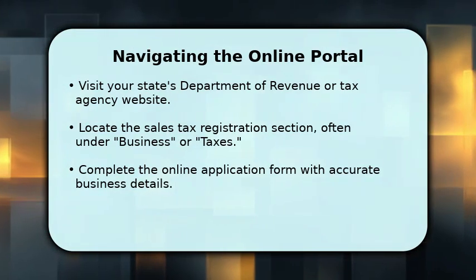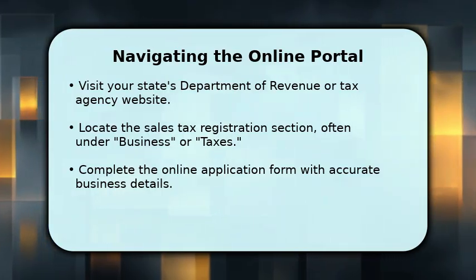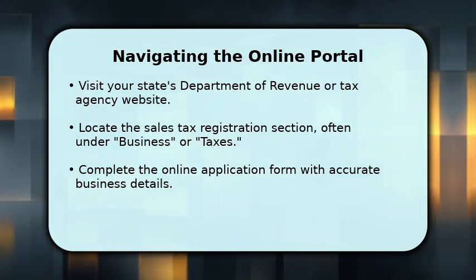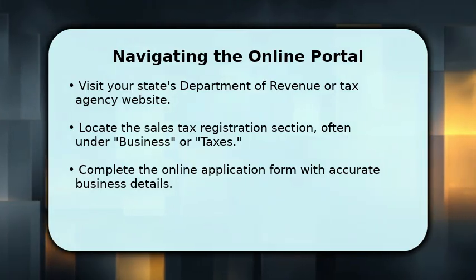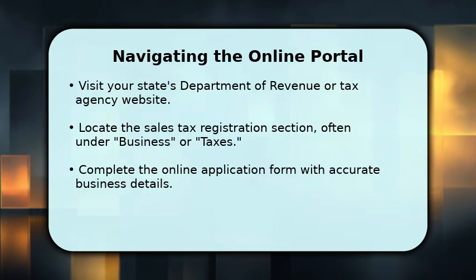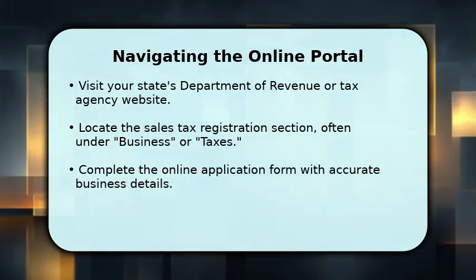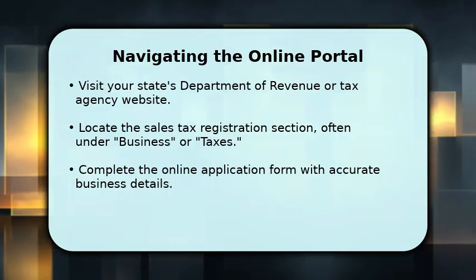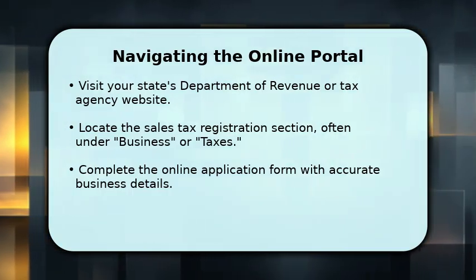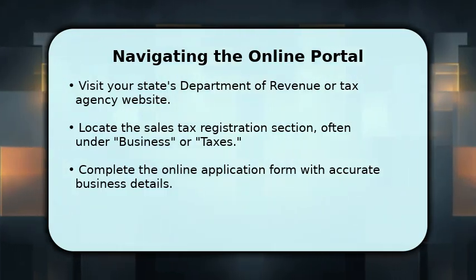Once you've completed the initial preparation, the next step is to navigate the online portal. Visit your state's Department of Revenue or equivalent tax agency website. Look for the Sales Tax Registration section, which is typically found under Business or Taxes on their homepage. Carefully complete the online application form, ensuring all your business details are accurate and up to date. This digital process is designed to be straightforward.